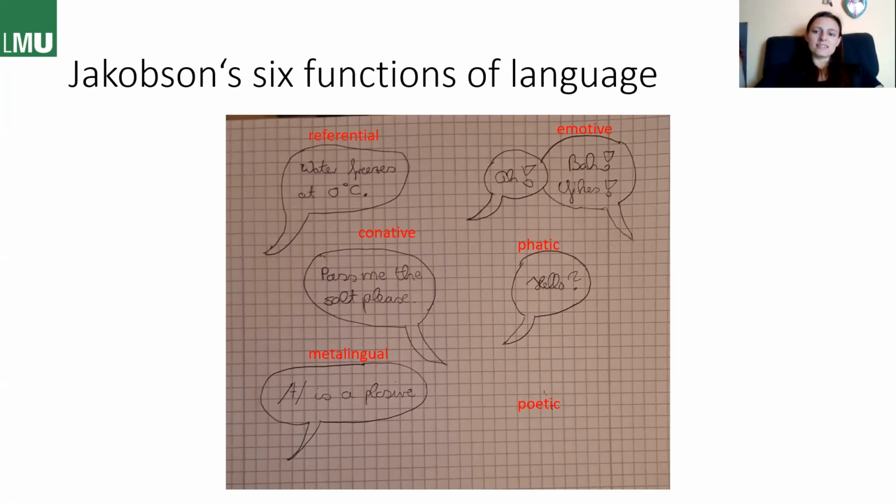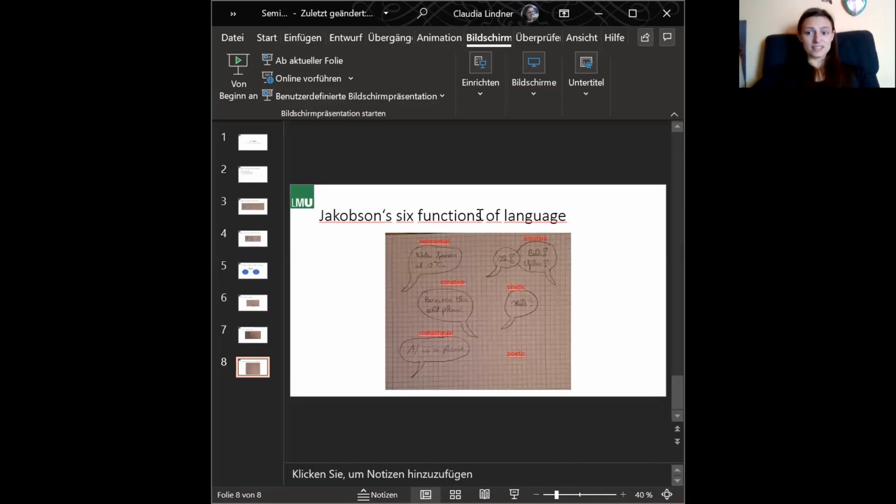And then we have the poetic function, where I have no example here. And actually, this little poetic here is a good example, because the poetic function is just a message for the message's sake. So if we have the word poetic here, it's just, I'm the poetic function. So it's actually quite a good example. And with that, I hope you have some more insight into semiotics.